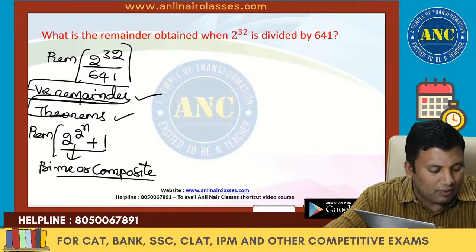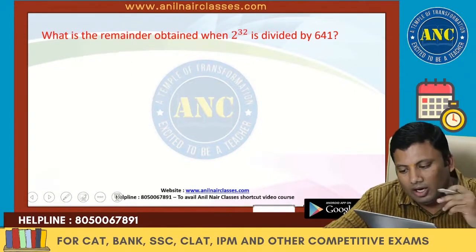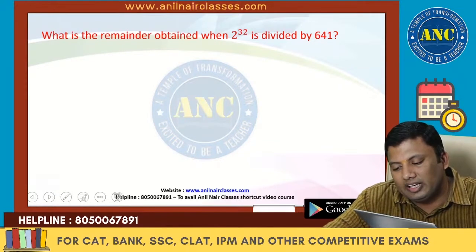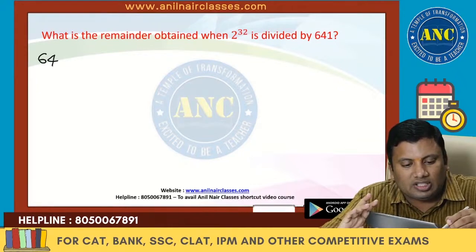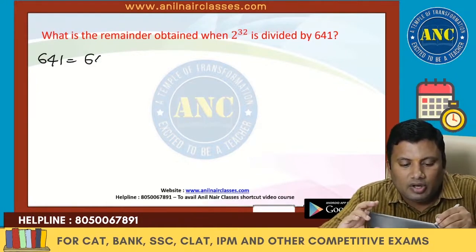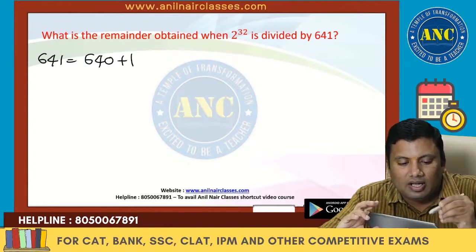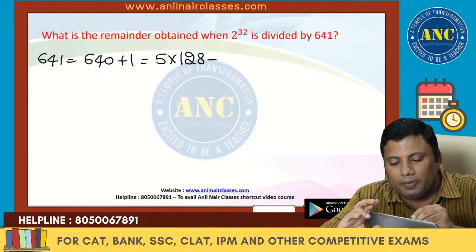Now see, how am I going to solve this question? What is the remainder when 2 power 32 is divided by 641? There is a speciality with respect to 641. It is nothing but 640 plus 1, which is nothing but 5 into 128 plus 1.